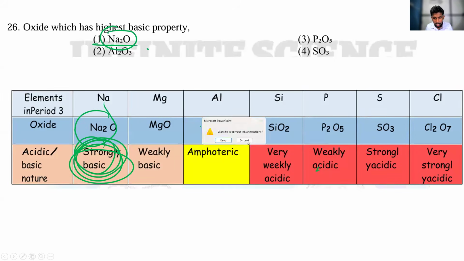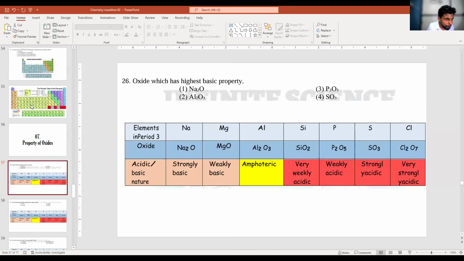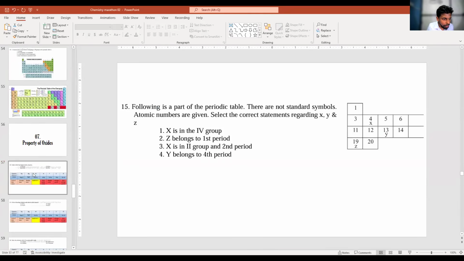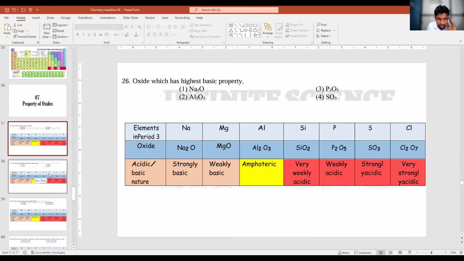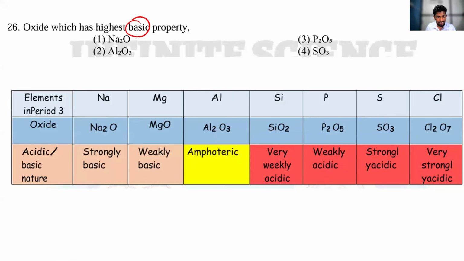Then chlorine? So chlorine is not strong? Chlorine is strong with acid. They are asking about basic property, the base property, not the acid. Okay, sir. Is it clear? Yes, sir. All right.